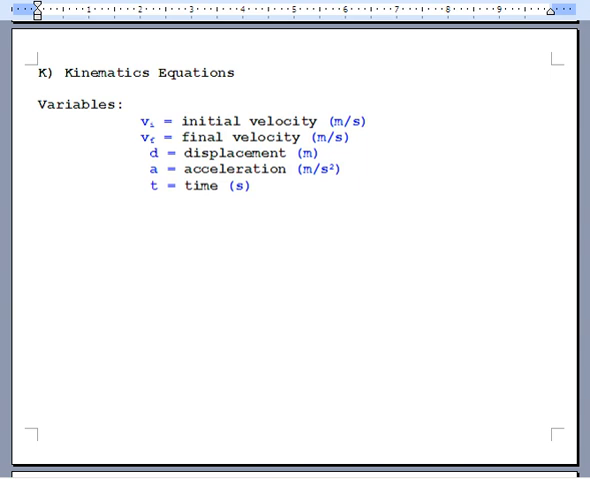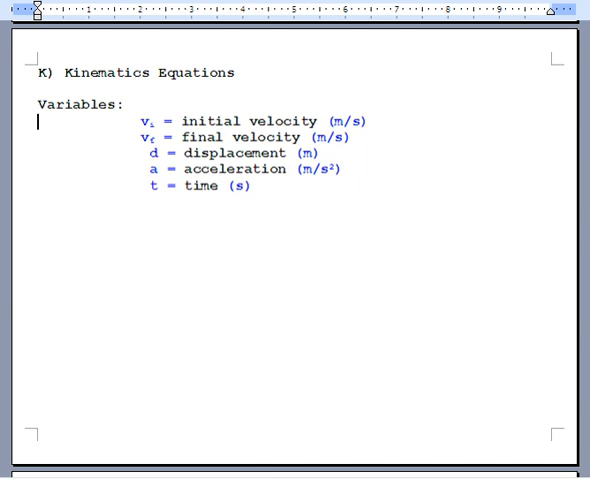I always want you to make this list of variables with every question. So it's not a make-work project. It will help us get organized, I promise. There are 5 variables that we are going to look at with these problems. VI is the initial velocity. VF is the final velocity.